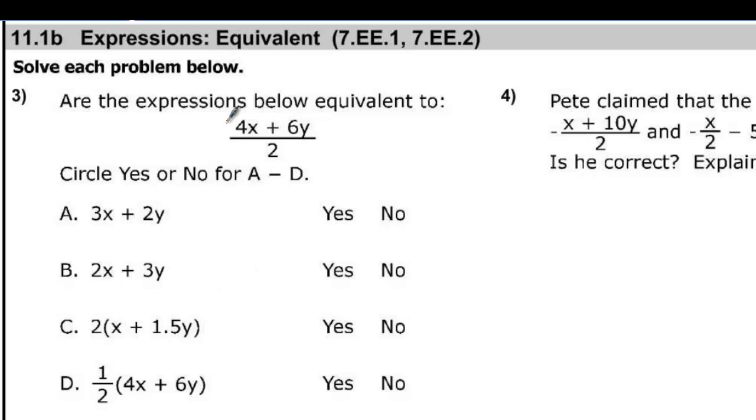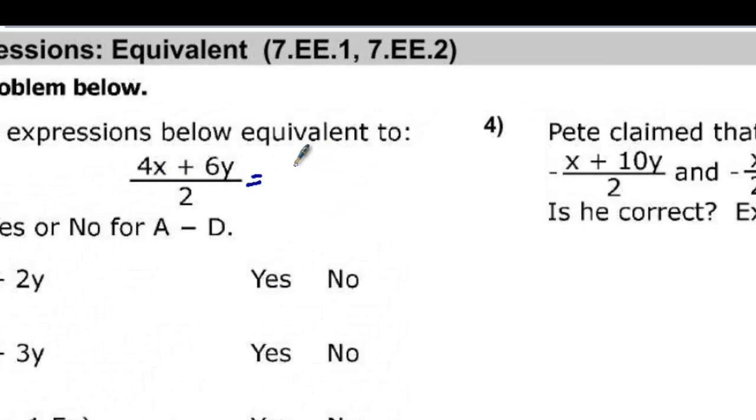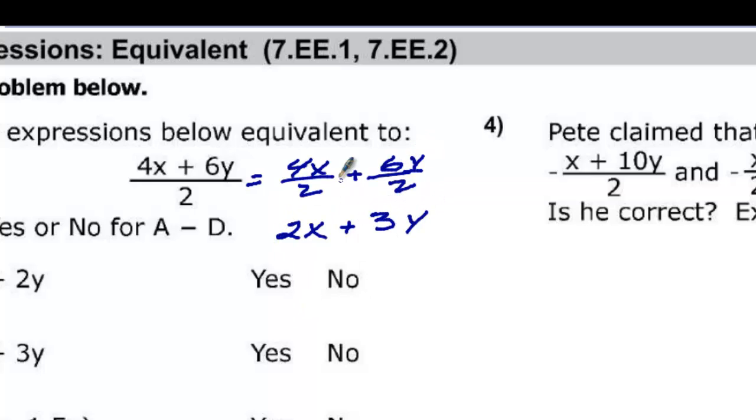So we're given the expression 4x plus 6y divided by 2. First thing we want to do, anytime we see one of these, is we want to go ahead and simplify the expression that we're given. So in this case, it means that 4x is divided by 2 and 6y is divided by 2. 4x divided by 2 is going to give us 2x, plus 6y divided by 2 is going to give us 3y. We're doing the division with the coefficient, so the 4 divided by the 2 and the 6 divided by the 2. So now we can start looking through our answer choices.